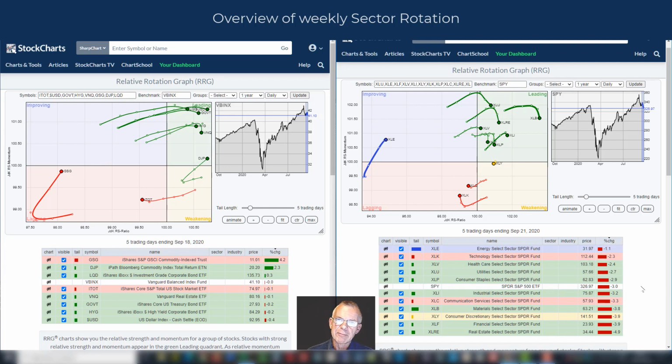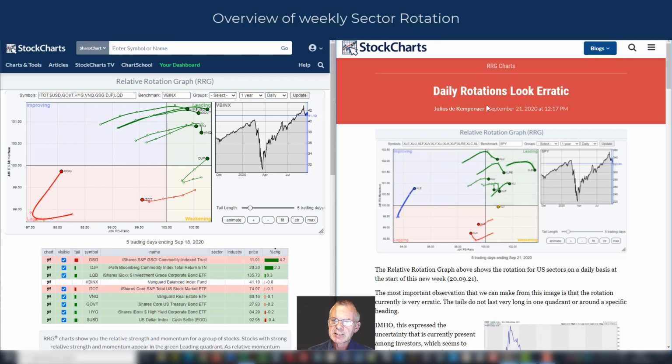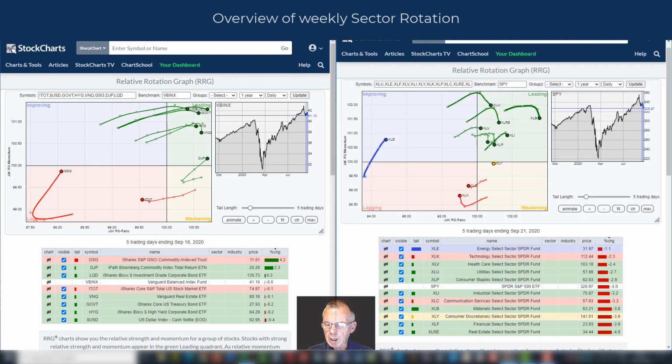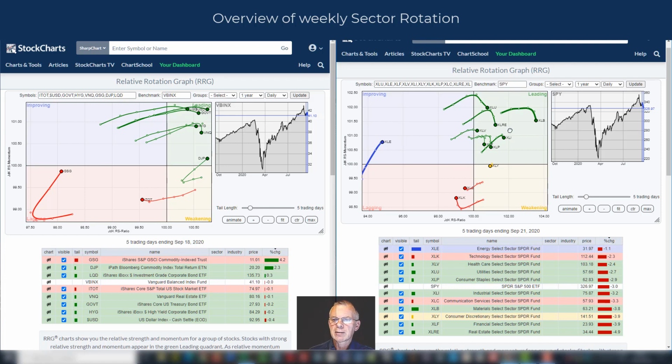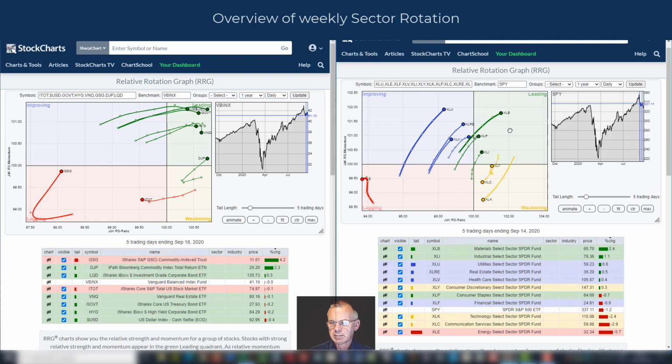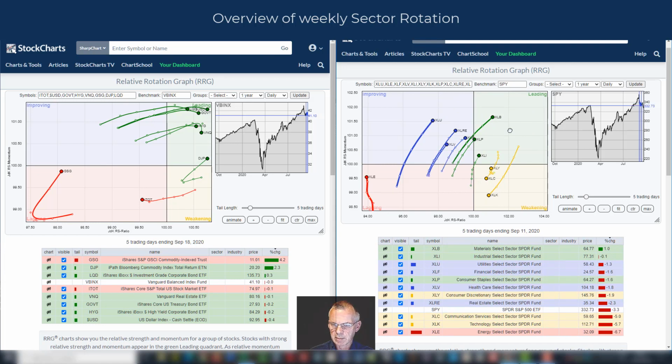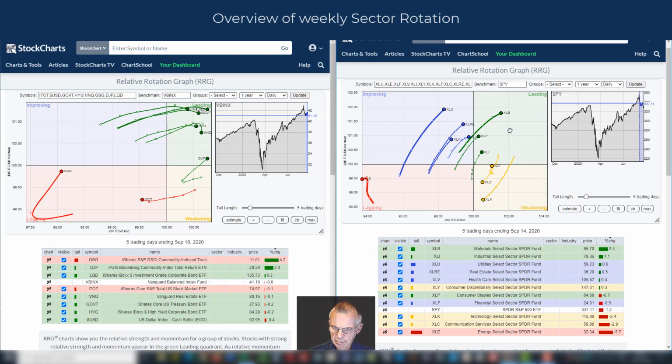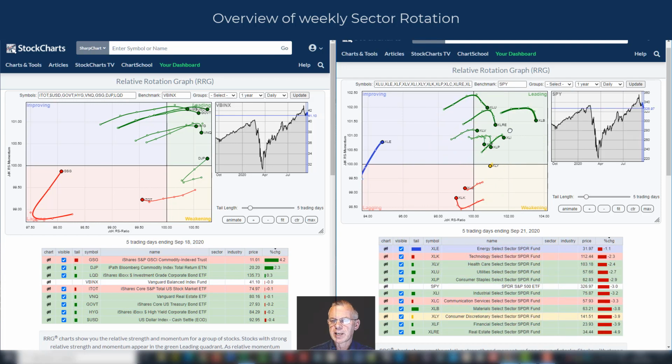What I see here, and I actually wrote a blog about it today, is that these daily rotations look very erratic. What I mean is that they move into the leading quadrant, or technology and communication services move into the lagging quadrant, and almost immediately they start turning around. So these trends are not very strong. They don't have a lot of follow through, because they come into, let's stick with the ones in the leading quadrant, so it's like 1, 2, 3, 4, 5. Well, this was last Monday. This was Monday a week ago, and they go in and within a few days start turning around.